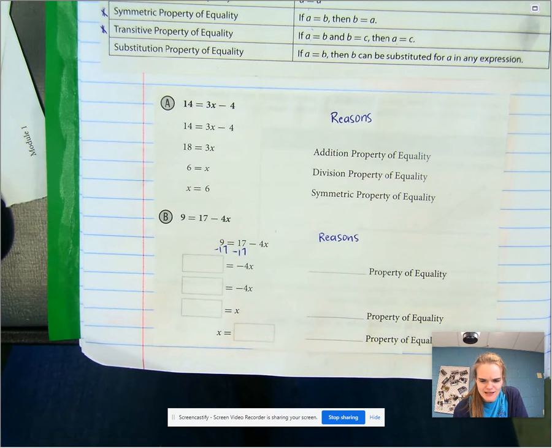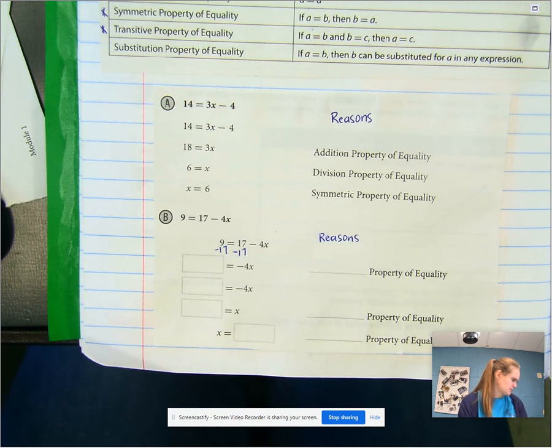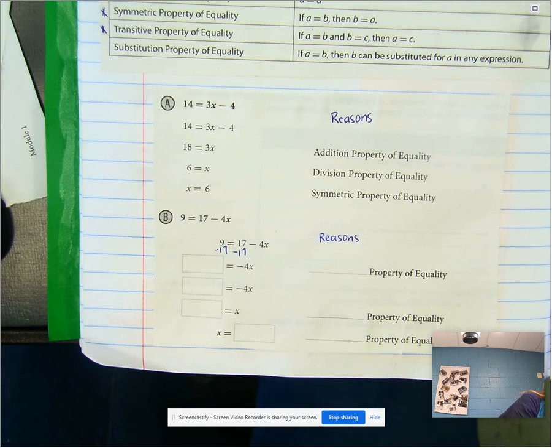And 9 minus 17 is 8, right? I better check because sometimes I make very stupid math mistakes. Like super simple math mistakes that I should not make. We want to check because, well, yeah, negative 8.